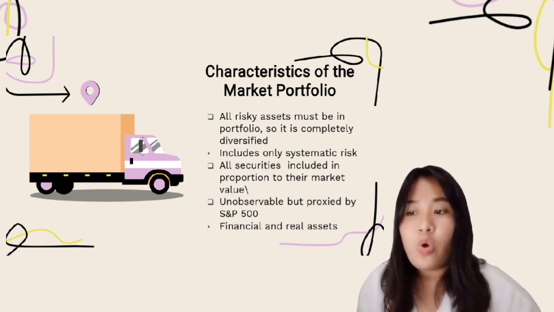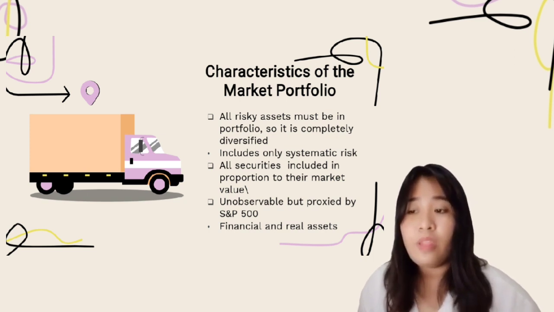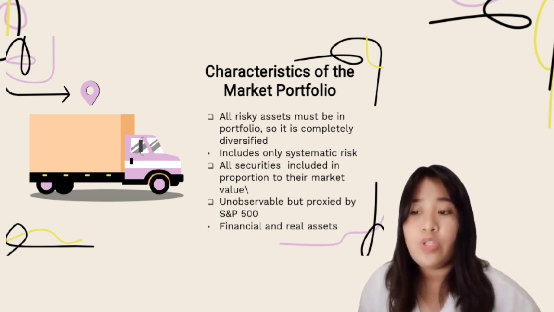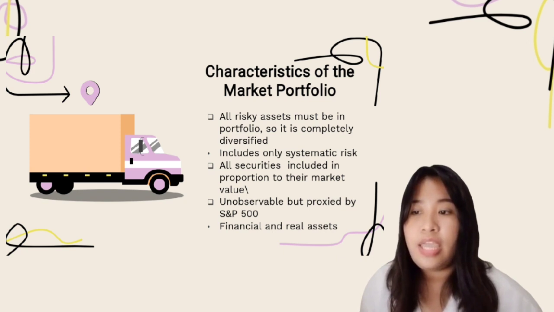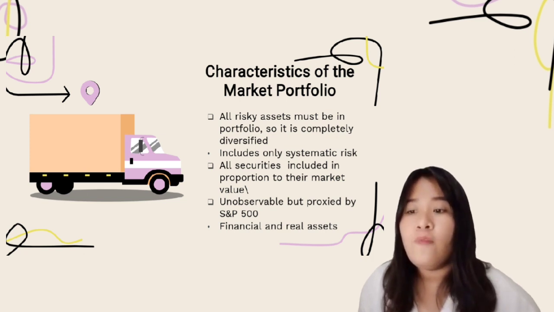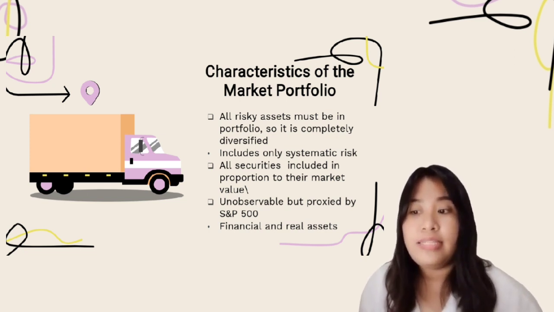Naka-include dito is yung only systematic risk. All securities included in proportion to their market value. So, lahat ng securities is naka-include din, pati yung proportion dun sa kanila sa market value nila. Unobservable but proxied by S&P 500. So, nakapaloob dito is yung financial and real assets nila.